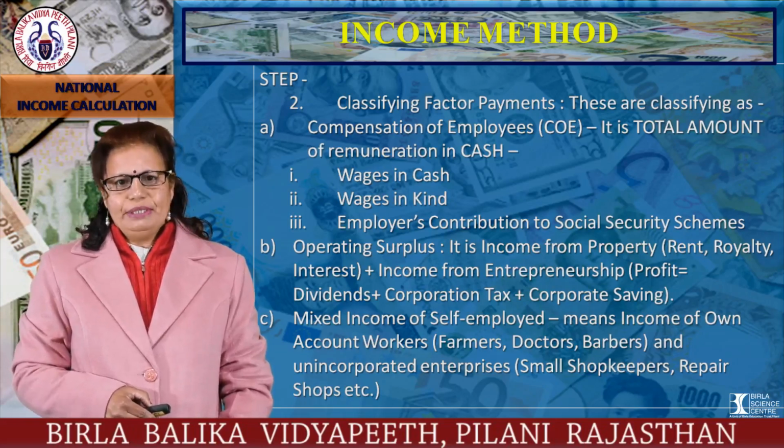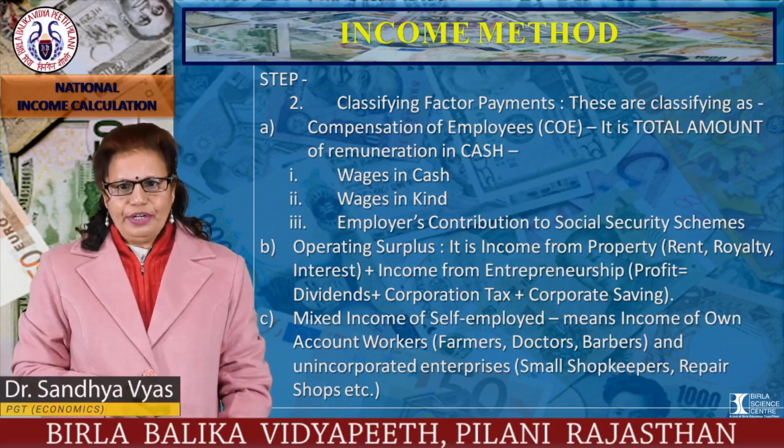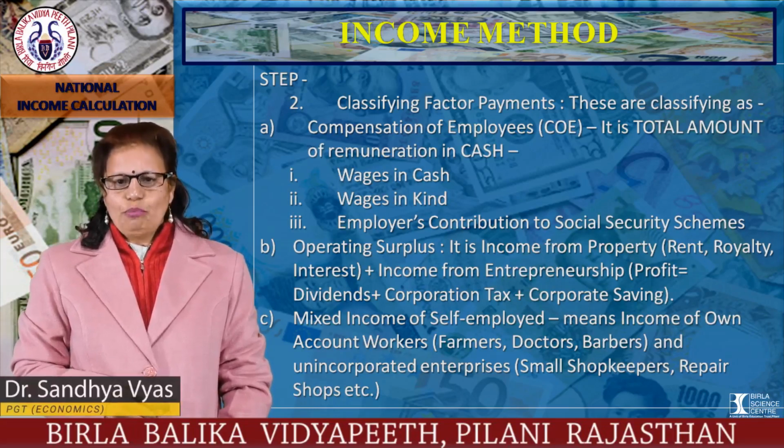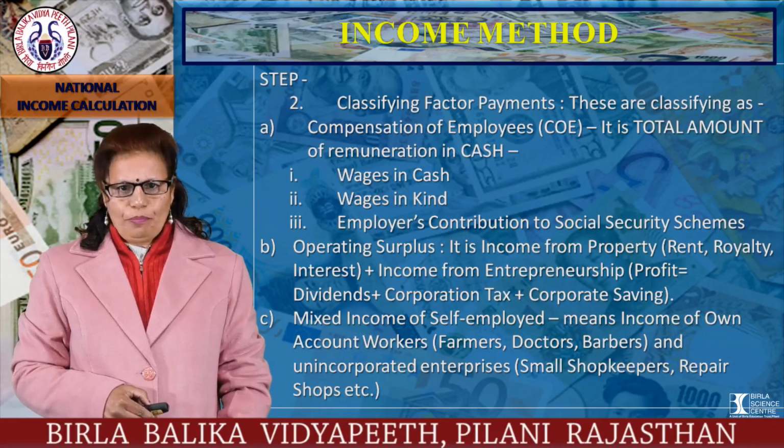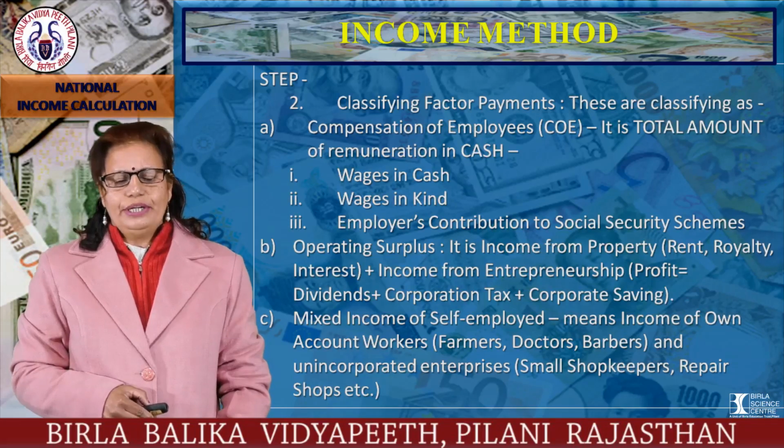The second item is operating surplus. It is income from property, rent, royalty, interest, plus income from entrepreneurship. So profit has also got three parts: dividends, corporation tax, and corporate saving. If you add all together, you get profit. And if you add all the four items, you get operating surplus. In short, it is called OS.